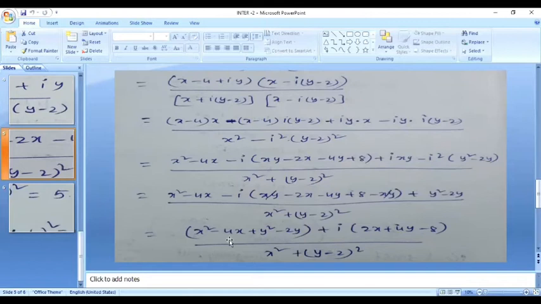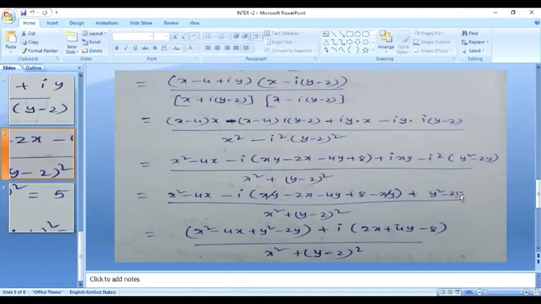Now x square minus 4x. Then minus i into xy: xy minus xy get cancelled. Then minus 2x minus 4y plus 8 as it is. Now x square minus 4 is the real part, and the minus i term is the imaginary part. Now this is the real part.